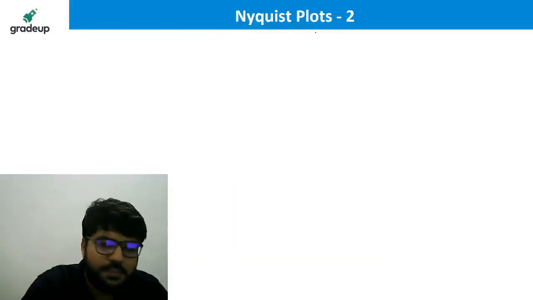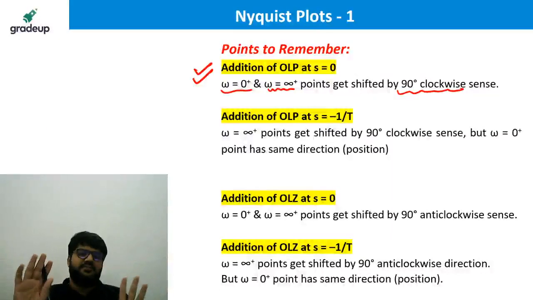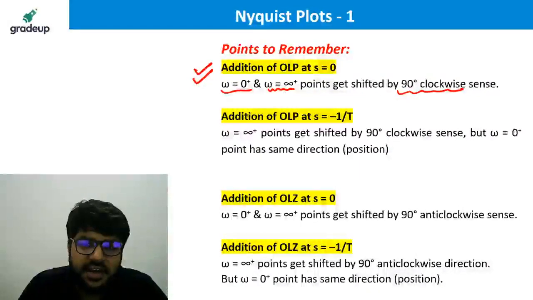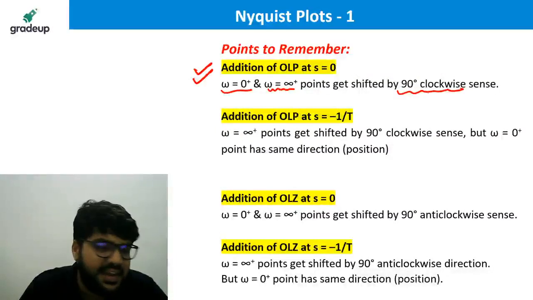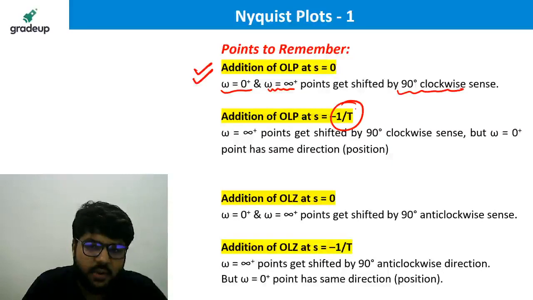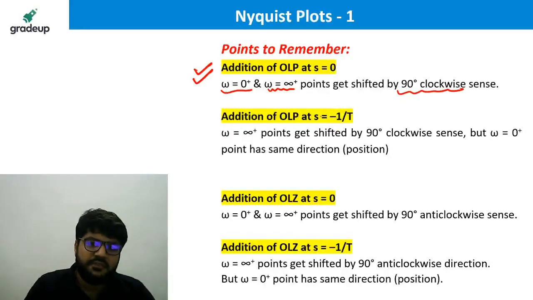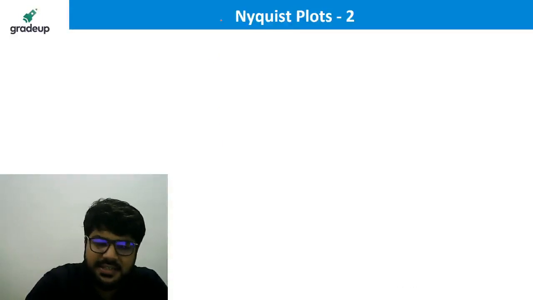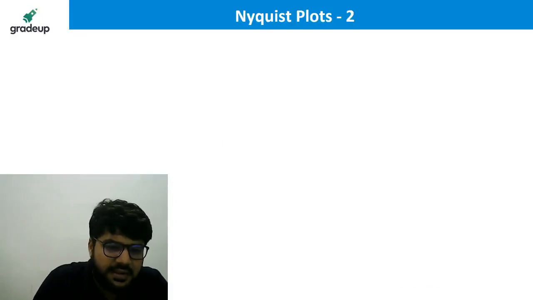Actually the whole plot has changed, but I am giving you the shortcut in the form of 0 plus and infinity plus. Both the 0 plus and infinity plus points will be shifted by 90 degrees in the clockwise sense. The rest I will talk about later. The second homework question will depend on this. First, just understand point number 1. Clear? And if this is clear, guys, let us do one activity.